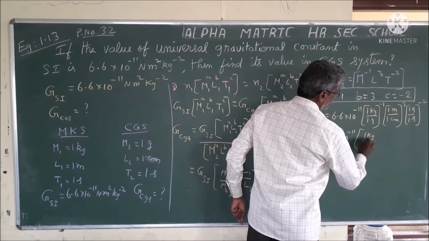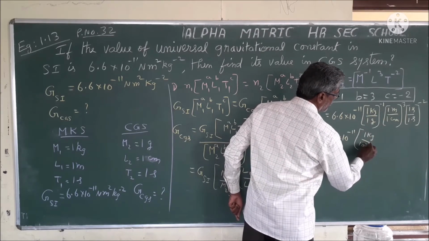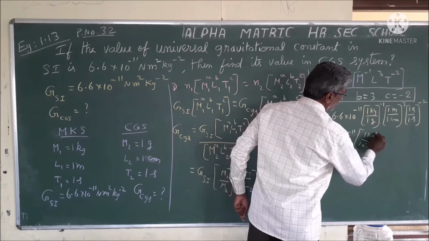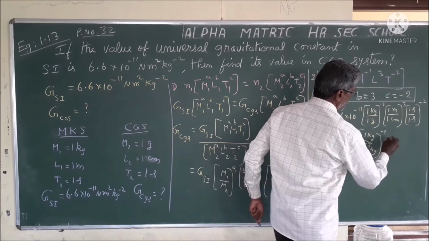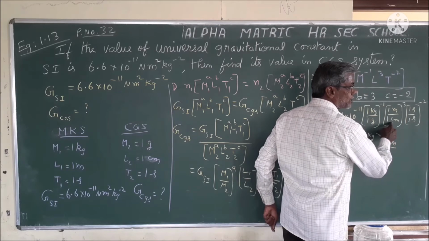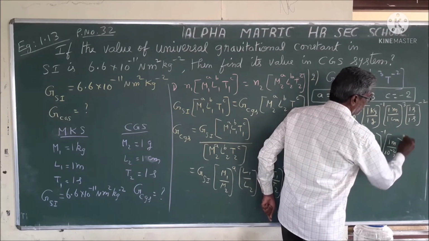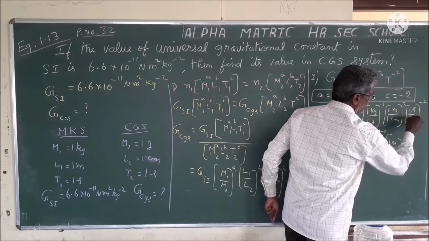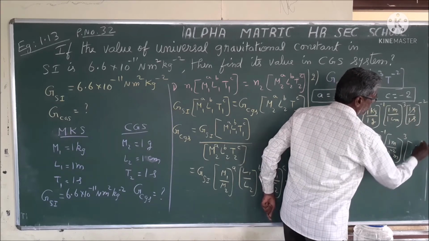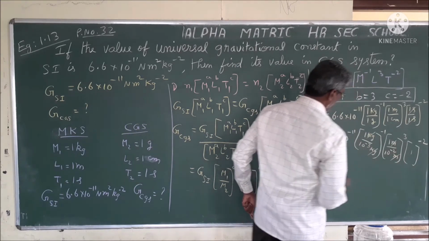1 kilogram. Convert this gram into kilogram. That is 10 power minus 3 kilogram, whole power minus 1. Then 1 meter, convert the centimeter into meter. So 10 power minus 2 meter, whole power 3. The second and second cancel. So 1 whole power minus 2. Here kilogram cancels, meter cancels.